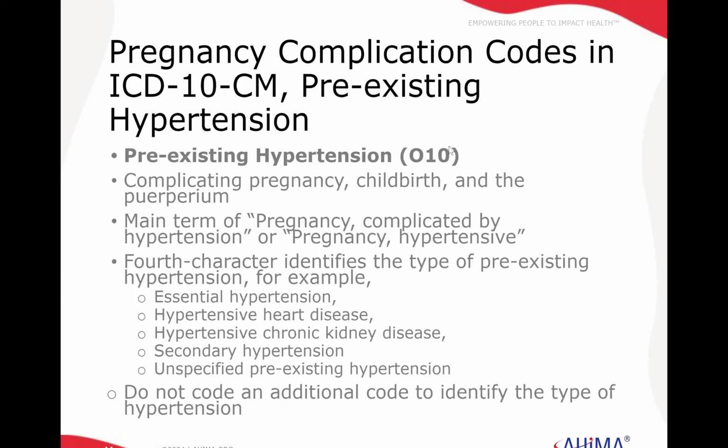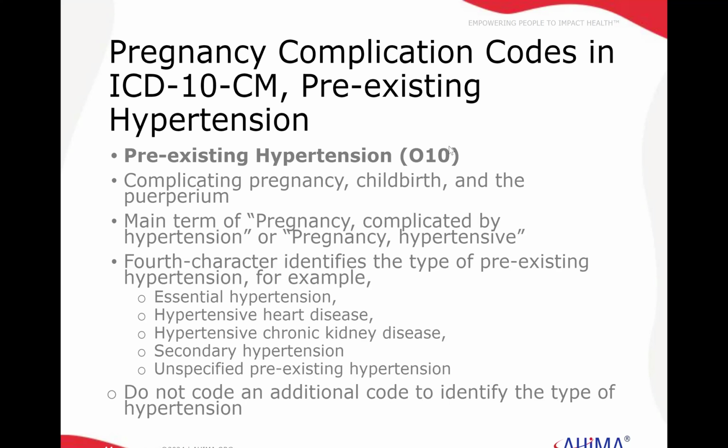For pre-existing hypertension, this falls into code category O10. So this is complicating the pregnancy, childbirth, and the postpartum. And again, as we've seen before in many of these, the main term is pregnancy complicated by, in this case, complicated by hypertension. And the fourth character will tell us what type of pre-existing hypertension it is.